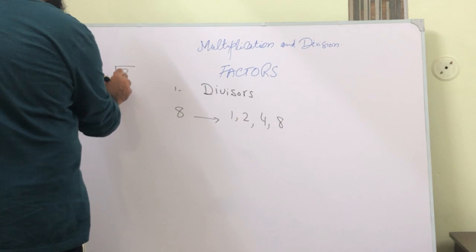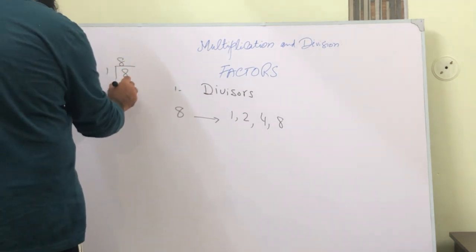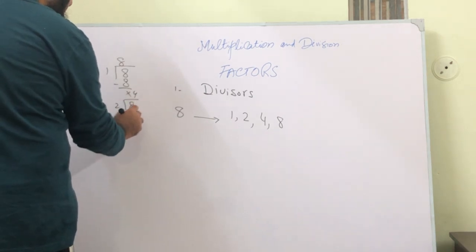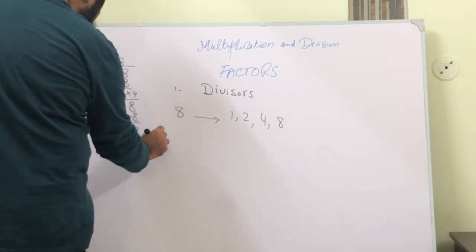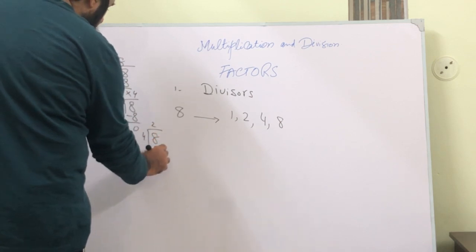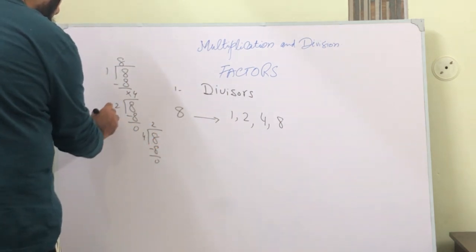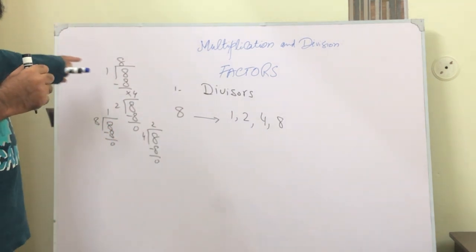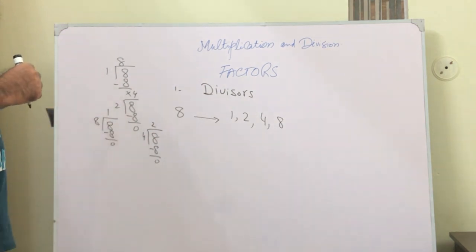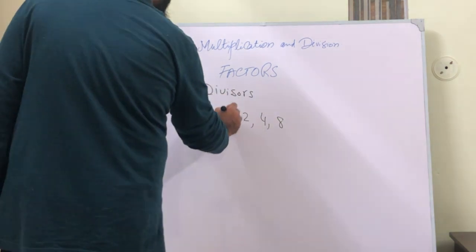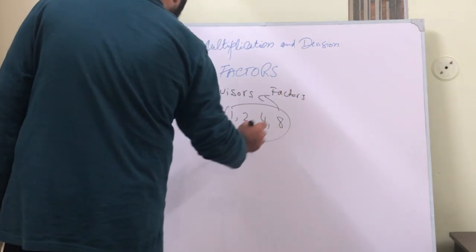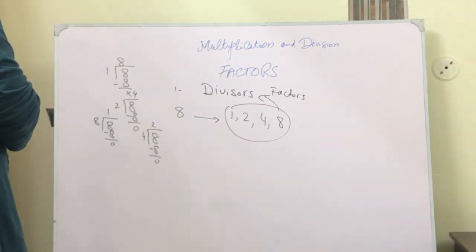Like 8 divided by 1, 1 8s are 8. Remainder is 0. 2 4s are 8. Remainder is 0. 4 2s are 8. Remainder is 0. 8 1s are 8 and remainder is 0. Okay. So these divisors where we get the remainder 0 are called its factors. These are the divisors, or we can say these are the factors for number 8.